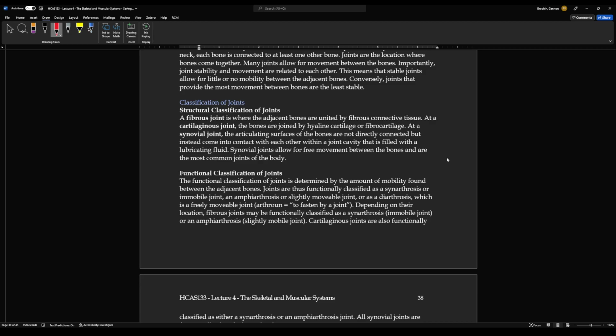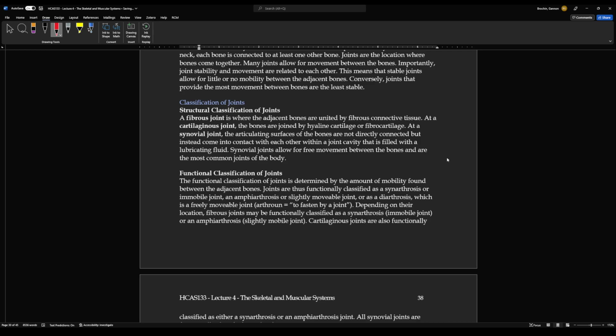Now, the posterior rib is a synovial joint where it articulates with both the costal facet and the transverse process of the thoracic vertebrae. But the anterior ribs all articulate with a piece of cartilage that is then connected to the sternum. Okay, so that's a cartilaginous joint.